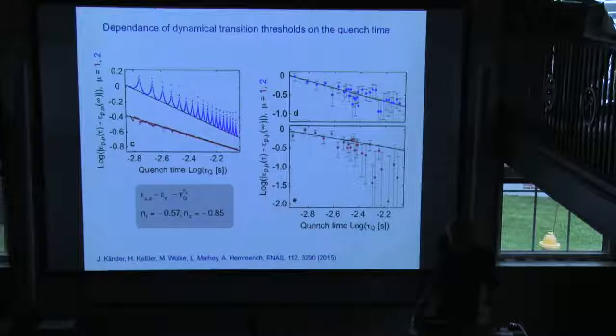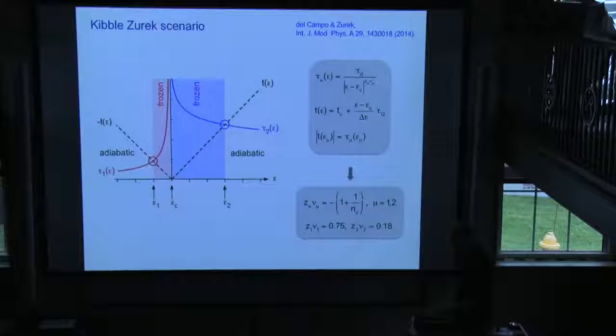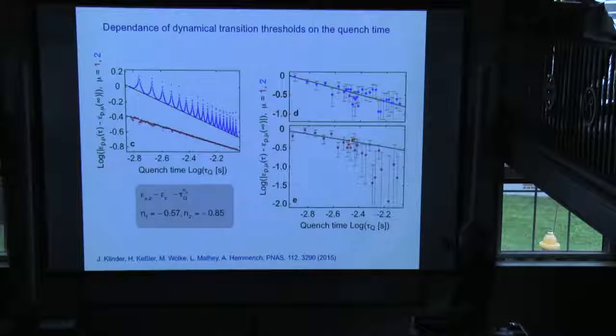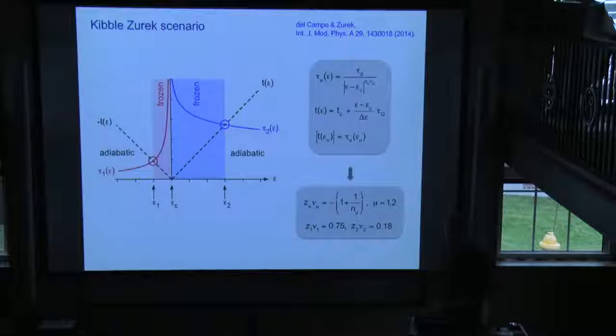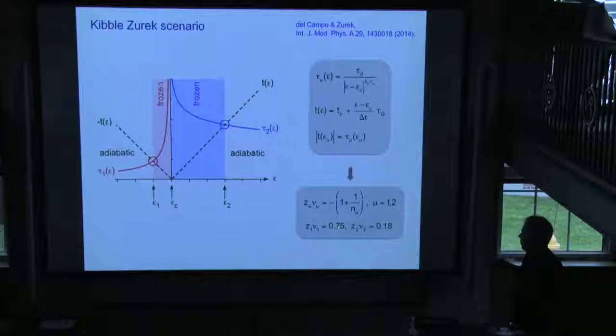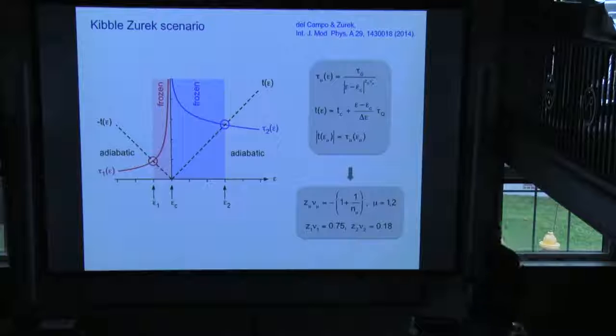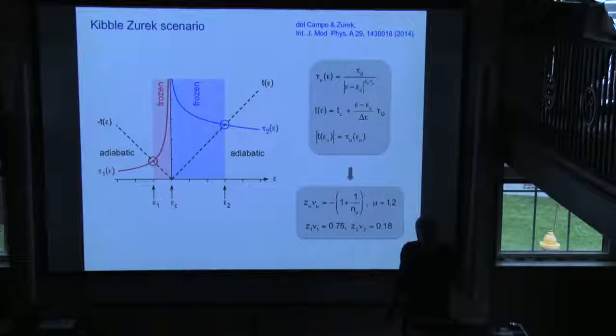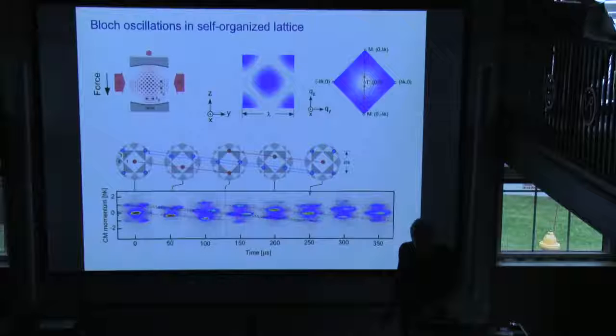Yes, my time is running, so I want to be very short on that. This can be used to discuss this in terms of a Kibble-Zurek scenario, and from the exponents that we extracted here, one of the Kibble-Zurek exponents can be extracted. At the end, that's the outcome: 0.75 on that side of the phase transition in the normal phase, and 0.18 on the other side. So these exponents are different depending on which side of the phase transition you are.